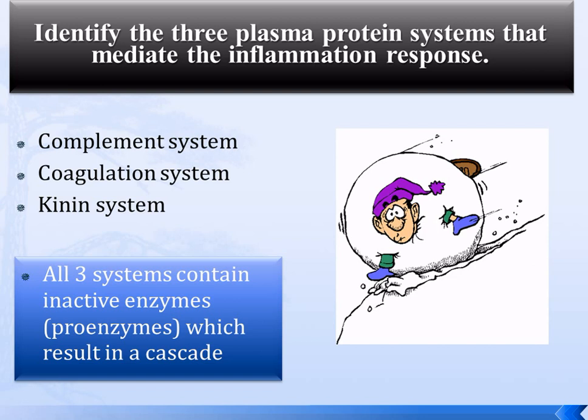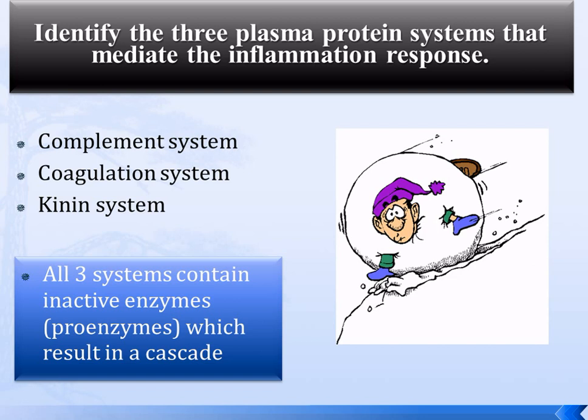So identify the three plasma protein systems that mediate inflammatory response. And there are some details I put in the slide, but I'll tell you exactly what you need to know. You need to know the three. The first one's called complement. Complement's there because it's important for attacking bacteria and triggering immune response. So this complement stuff will actually directly attack bacteria. It'll also stimulate or turn up your immune system.